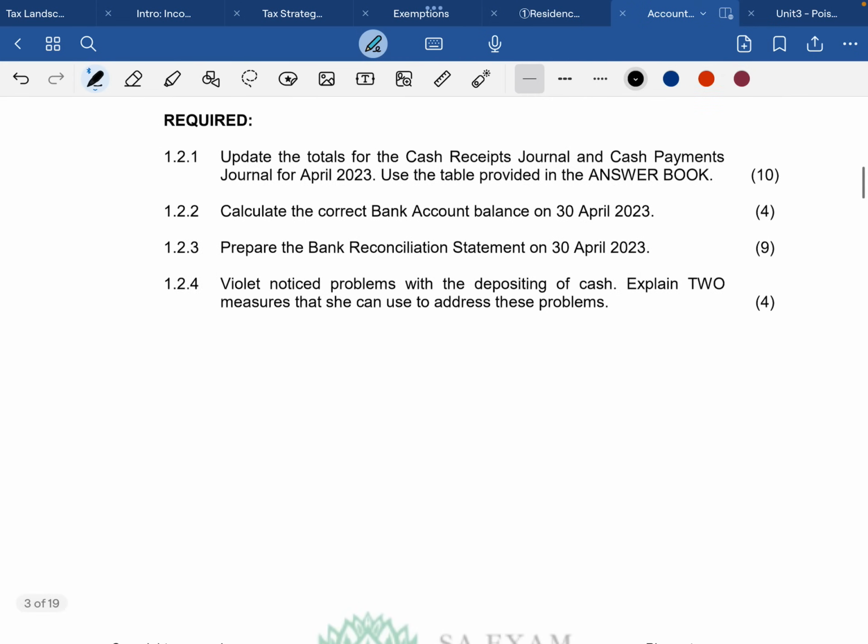So the first one, we're supposed to update the totals for the CPJ and SRJ. Then number two, calculating the correct bank account. Then number three, we are supposed to prepare the bank reconciliation statement. Then number four, we're making comments and we're also suggesting ways or controls to fix a certain problem regarding the depositing of cash. So these first three questions are the ones that I like to do simultaneously. I move from one to the next and then back, just back and forth. So let's just see what I'm talking about.